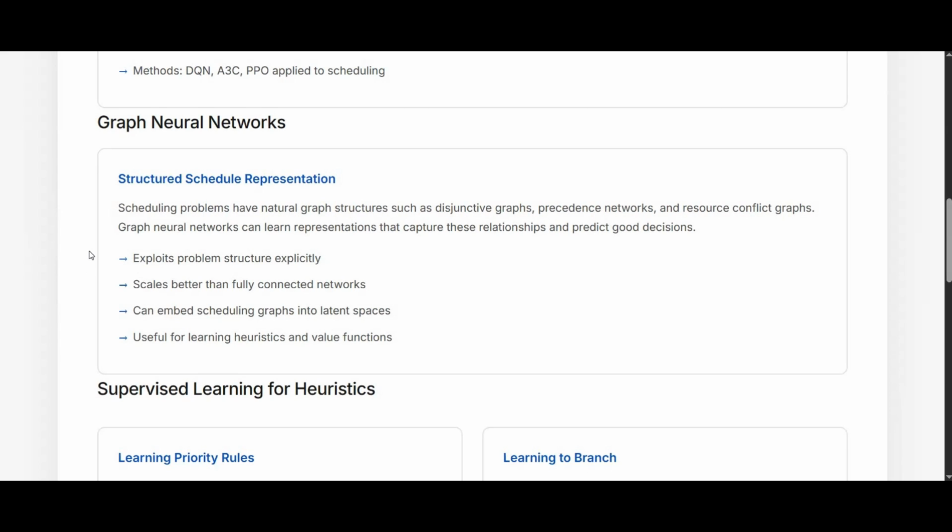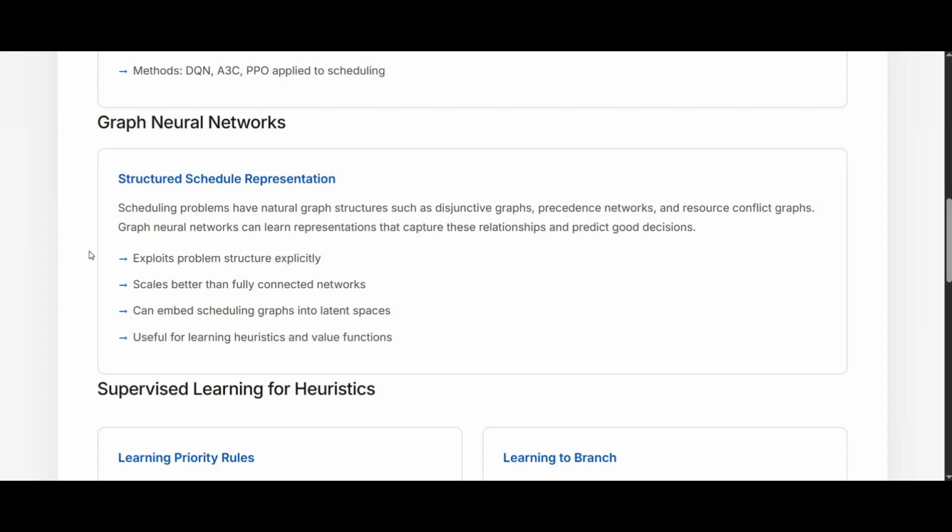So a GNN learns how information flows across nodes and edges. So if one machine operation affects another, the network learns that relationship. This helps it capture dependencies that traditional neural networks would miss. And GNNs exploit the structure of the problem explicitly, meaning they don't have to learn it from scratch. They also scale much better than fully connected networks since they process relationships locally rather than connecting every input to every output.